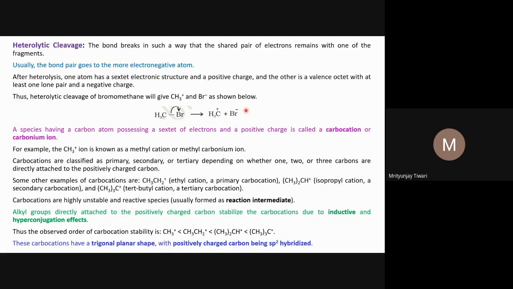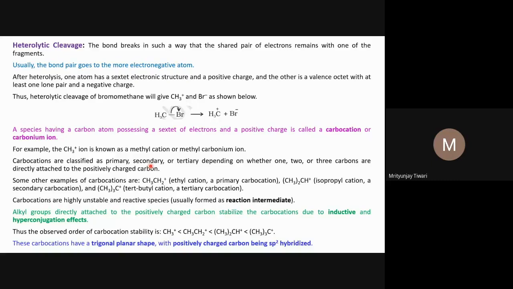They will move further to new states, and thus this is called an intermediate. So all carbocations are usually reaction intermediates. So carbocations are formed as reaction intermediates. When I teach reaction intermediates, you should remember that carbocations are also reaction intermediates. So carbocations are classified as primary, secondary, or tertiary carbocations. These terms are also important.